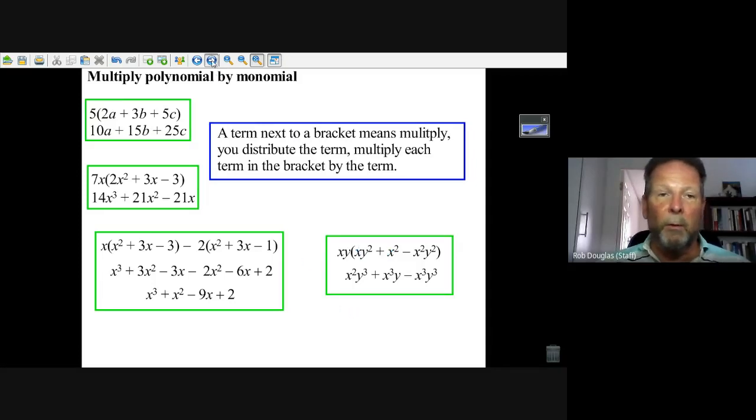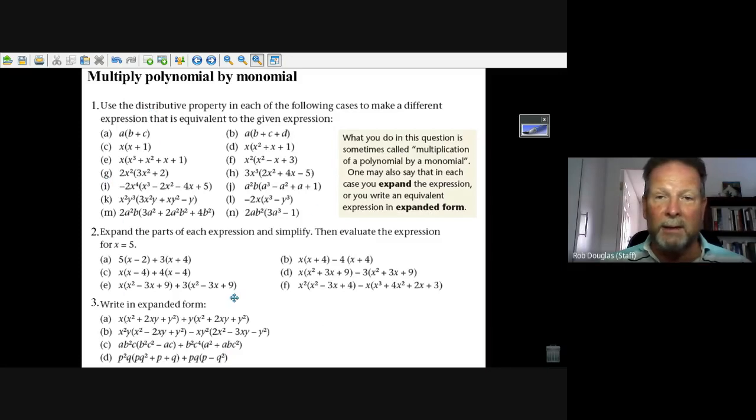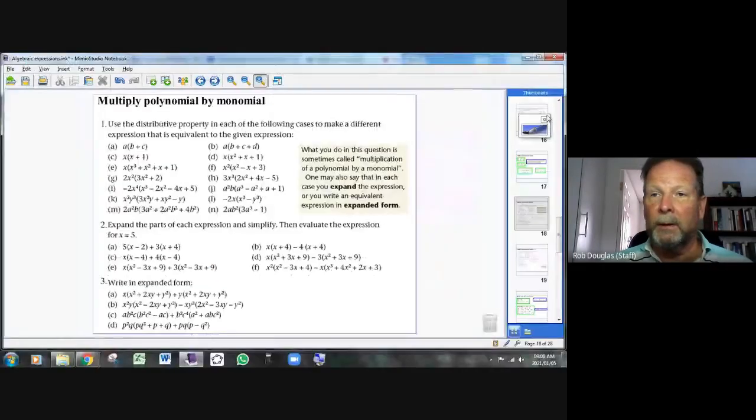We're going to do a whole lot of questions practicing this. And there's a memo with it, but you got to practice a lot of these to get good at it. So you need to do that.